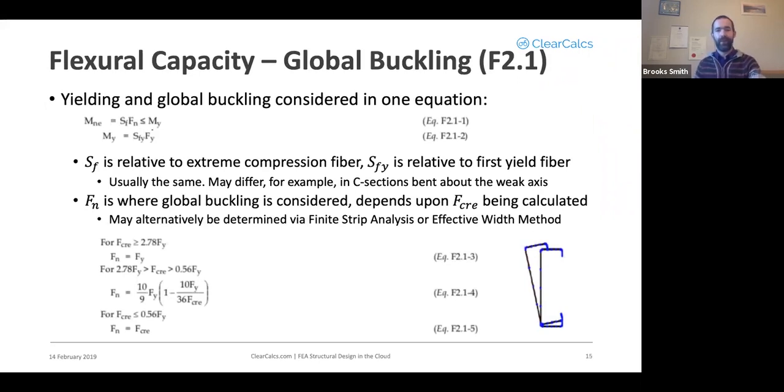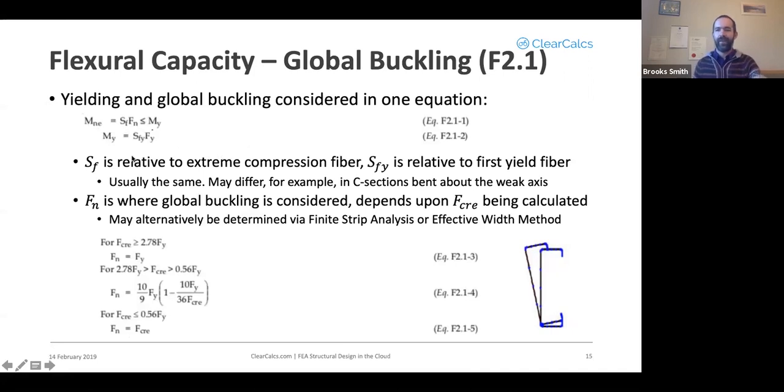So first step is your flexural capacity. And I mentioned we're going to calculate all of the different types of buckling separately. You start with global buckling. Yielding and global buckling are essentially considered together in one equation. MNE is your overall global buckling capacity, and that's equal to the lesser of SF times FN or SFY times FY.